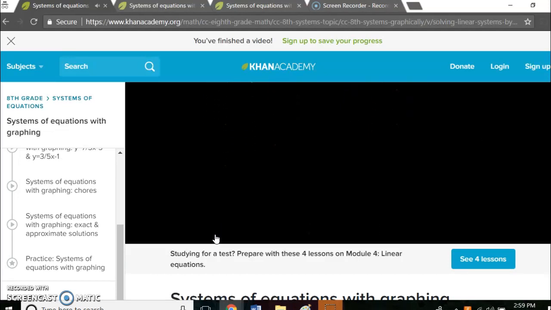Let's say we have y = 3x - 6. That's one of our equations. And let's say the other equation is y is equal to negative x plus 6. And just like the last video, let's graph both of these. You're going to see the importance of having graph paper for the homework right now. Let's graph both of these.